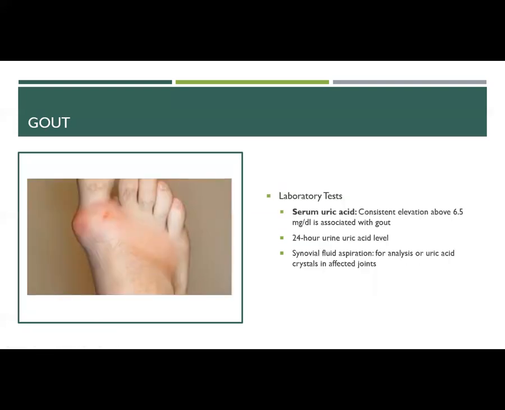So these are some of your laboratory tests. Your serum uric acid, consistent elevation above 6.5 is associated with gout. The other type of test they might do is your 24-hour urine uric acid level and synovial fluid aspiration, because they want to see if there are any uric acid crystals in the affected joints.